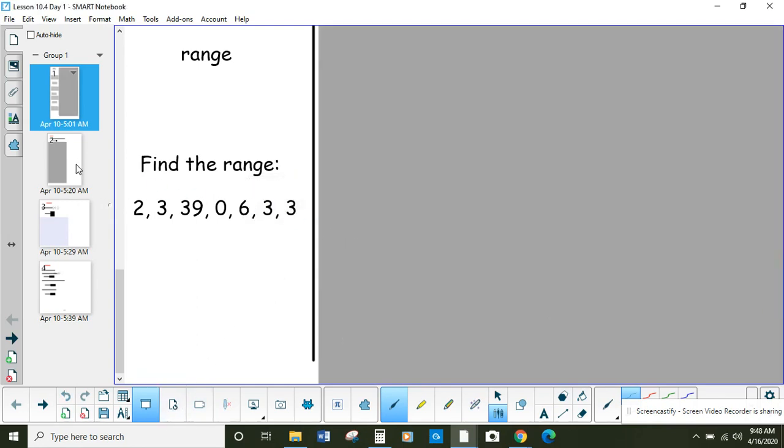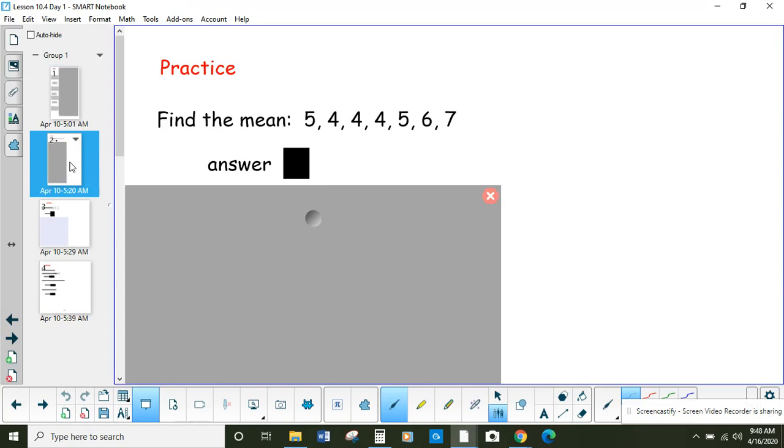So let's use that information there to practice some problems here. We have some numbers here. We're going to find the mean or the average of these. And the reason we're doing this is because we're going to need this when we do box and whisker plots and double box plots and even double dot plots.